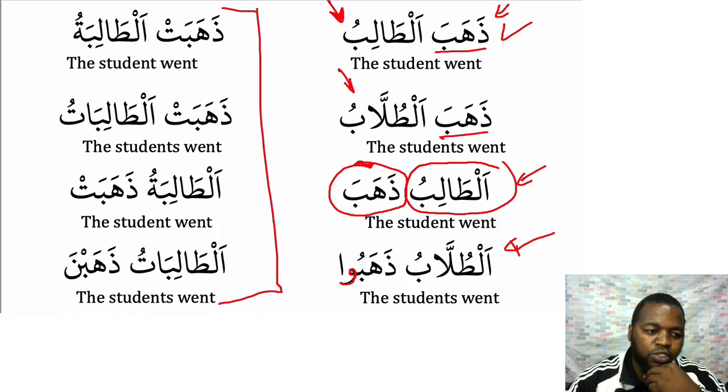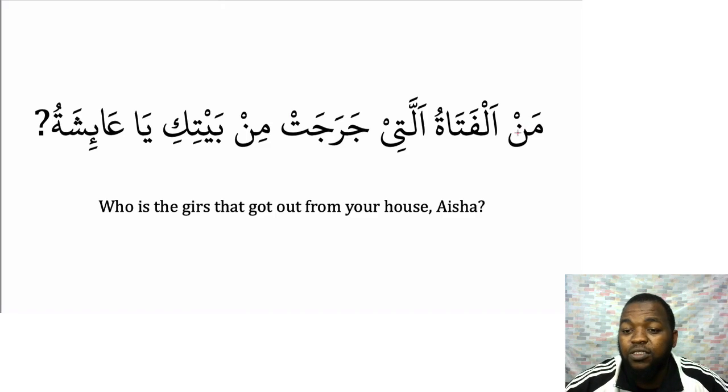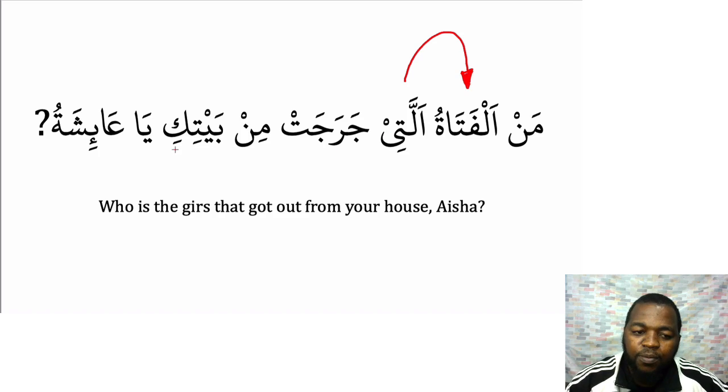So with this knowledge of verb conjugation, we have some examples like man al-fatatu. Now this allati is the relative and the adjective, as we learned. Man al-fatatu allati kharajat min baitiki ya aishatu. Who is the girl who got out from your house, O Aisha? Man al-fatatu allati kharajat min baitika ya aishatu.